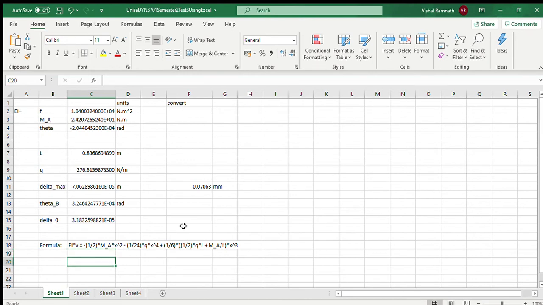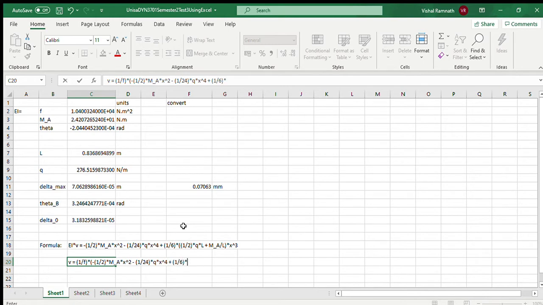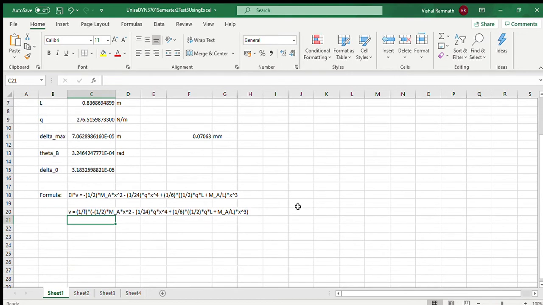I can rearrange the formula as V is equal to 1 over F times, open bracket, minus 1 over 2 times MA times x squared, minus 1 over 24 times Q times x to the 4th power plus 1 over 6 times, open 1 over 2 times Q times L plus MA over L close, times x cubed, and then close again because of that. So that is the formula for the beam deflection.